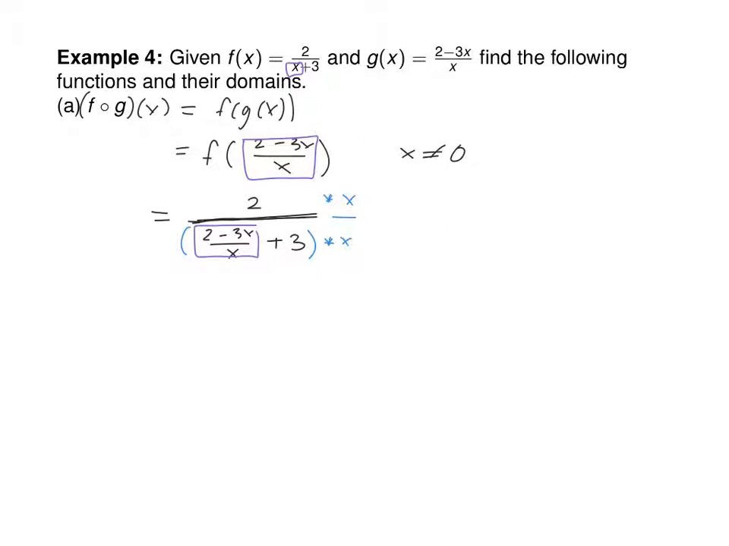When you do that, what does the numerator become? 2 minus 3x plus 3x. Numerator, no, 2x. Uh-huh. Denominator, you're right. What does the denominator become? 2 minus 3x plus 3x, thank you. I knew something was wrong. Okay. So that's 2x over 2. So that equals x.